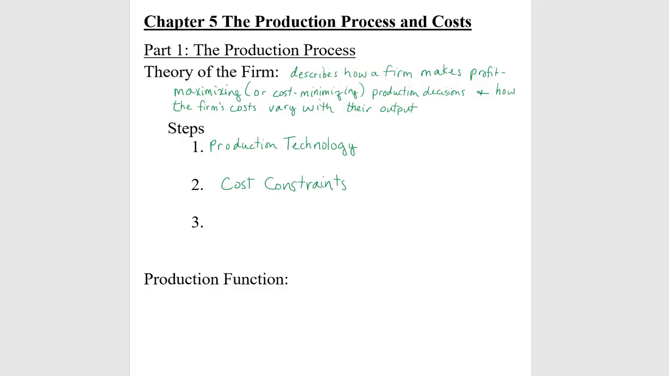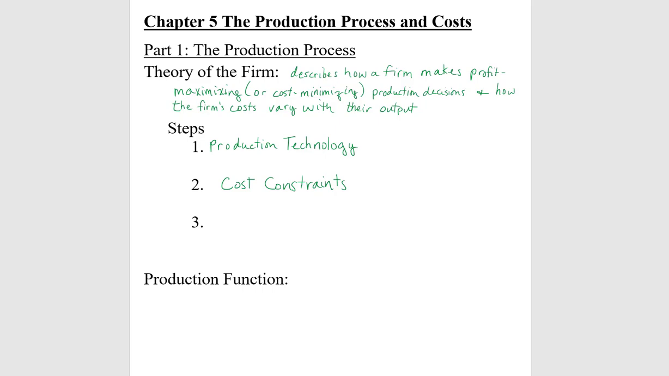Next, we're going to understand the firm's cost constraints. So how much money will they have to spend to get the combination of capital and labor that they're going to use to produce that particular amount of output? We obviously want to try to minimize the cost of production for a given amount of output for the firm to produce.